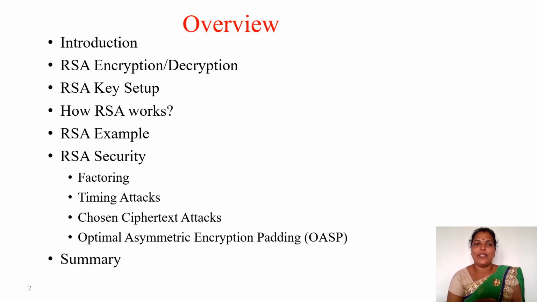This is the overview of this presentation. That is, introduction to the RSA algorithm, then the RSA encryption and decryption process, then how to set up the RSA key, then how RSA works, one simple example about the working principles of RSA. Then RSA security: under RSA security, the factoring problem, then timing attacks, then chosen plaintext attacks, then optimal asymmetric encryption padding, then the summary of this presentation.